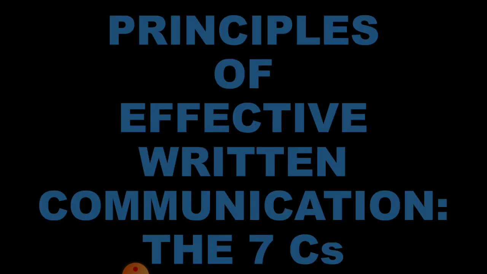Next, we have the principles of effective written communication or the 7 C's. So first is to be clear. Be clear about your message. Always be guided by your purpose in communicating. As I have said a while back, are you communicating to inform, to persuade, or to entertain? Next is to be concise. So you should always stick to the point and do not beat around the bush. Be brief by focusing on your main point.